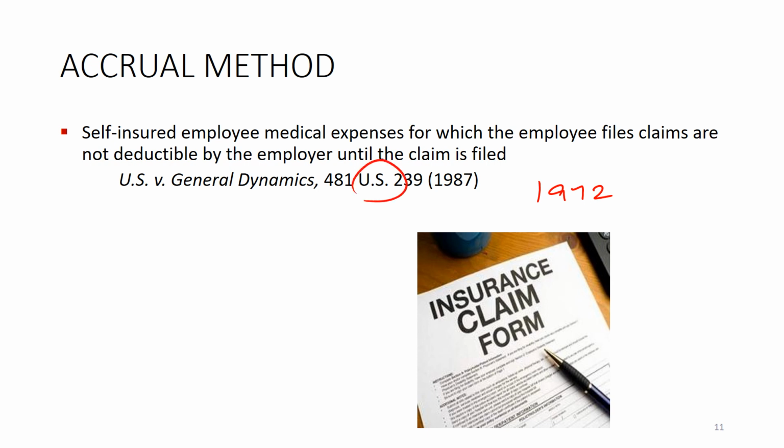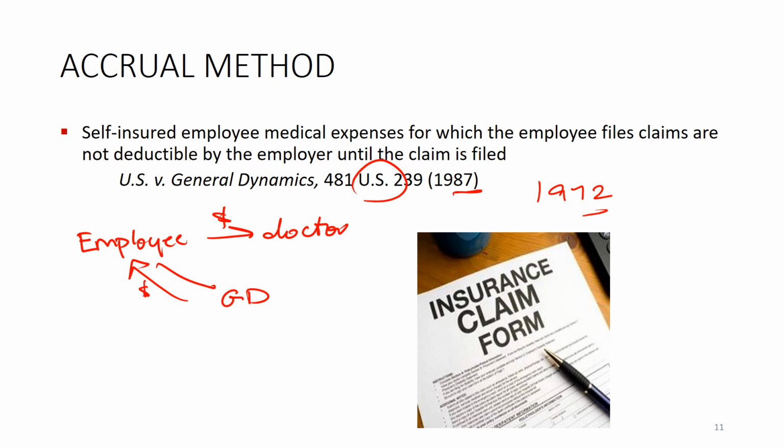The Supreme Court case, 1987, again going back to 1972. And so we have General Dynamics, which decides it's going to adopt a self-insured plan. And so essentially in 1972 it has its employees go off and see the doctor. And they will actually pay the doctor. And then they'll ask General Dynamics to reimburse them for that cost, okay?